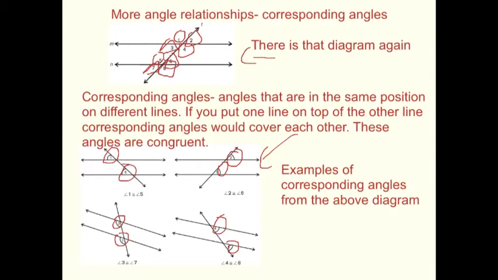Corresponding angles are also congruent. So when you're thinking about all of these congruent angles, you should be thinking to yourself, if I had an expression for one angle, I could set it equal to the expression for the congruent angle and solve for x and the angle measure.